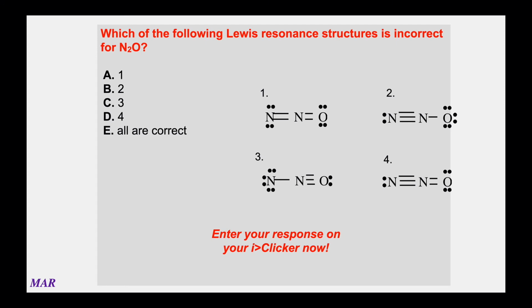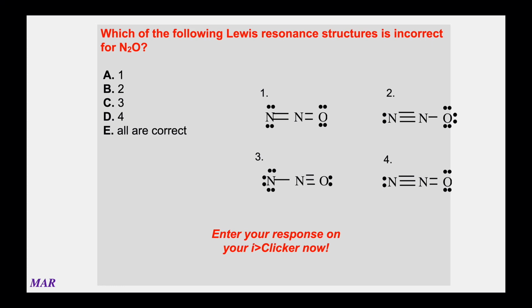In this question, we're seeing 4 Lewis structures for N2O, dinitrogen monoxide, and one of them is incorrect. And the question is, which one is incorrect, or are they all okay? This question also goes back to the octet. You want to look for a structure which doesn't have an octet or maybe has more than an octet.